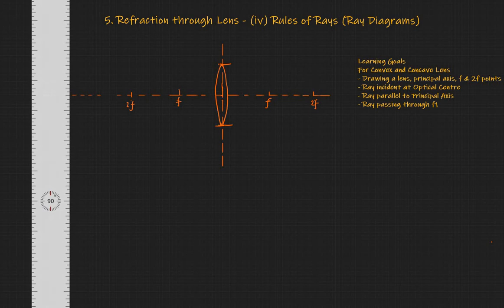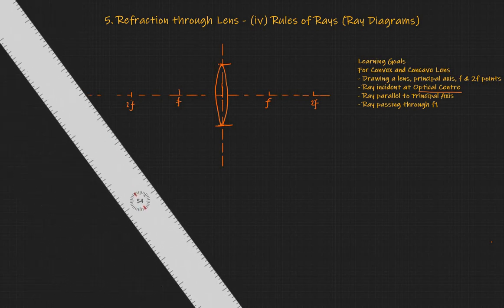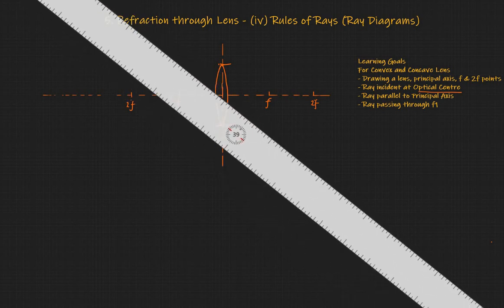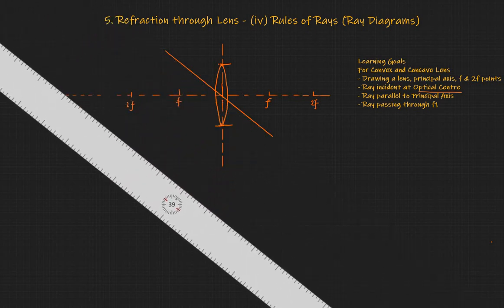So let's see the first one. Ray incident to an optical center. Any ray that goes through the optical center, and this is something you would have seen in the previous videos, any ray that goes through the optical center would go undeviated, right? So you saw it in action, that any ray that goes through the optical center would go undeviated. So this is our rule number 1. So let me mark this as our rule number 1, and this is our first point.